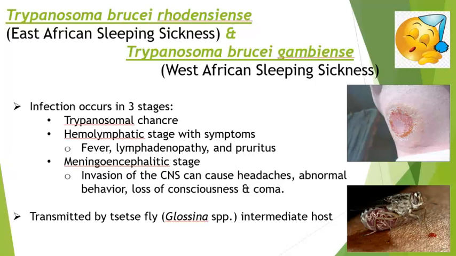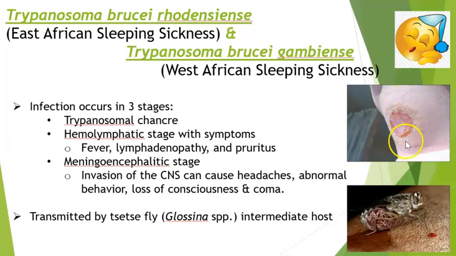Now, the next two species of Trypanosoma brucei are both referred to as sleeping sickness. One is East African sleeping sickness, which is Trypanosoma brucei rhodesiense, and then we have West African sleeping sickness, which is Trypanosoma brucei gambiense. There are three stages of infection that occur with these sleeping sicknesses. First, there's the trypanosomal chancre, and you can see an image of what that looks like over here on the right hand side.